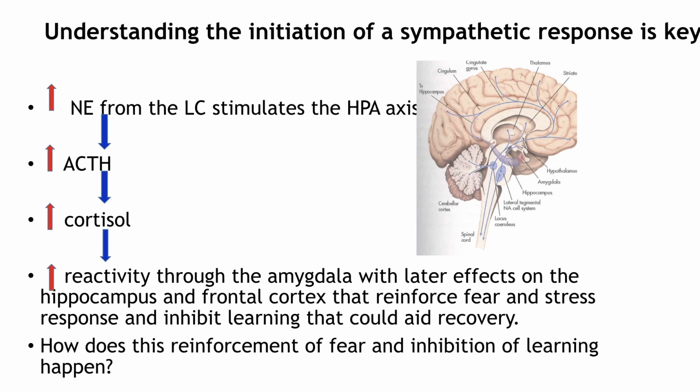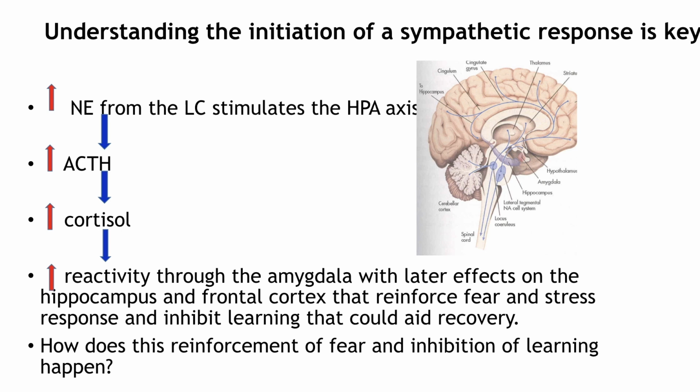If you take a look at the picture of the brain here, what we're worried about is the response that is generated in the locus coeruleus. This is the norepinephrinergic system. This is the core of the sympathetic response system. So as norepinephrine increases and is released from the locus coeruleus, you can see that the connections go to the HPA axis, the hypothalamic pituitary adrenal axis. So you go to the hypothalamic axis, which then stimulates ACTH, which then stimulates cortisol.